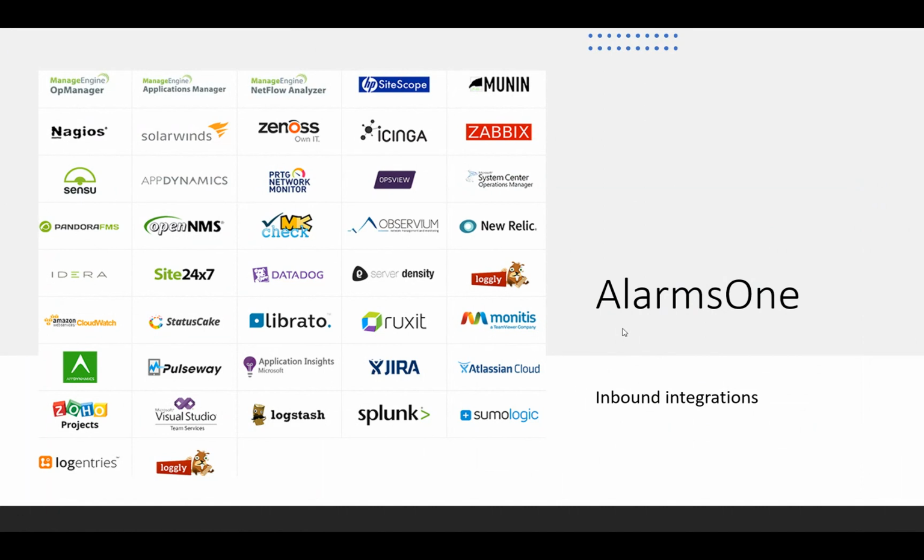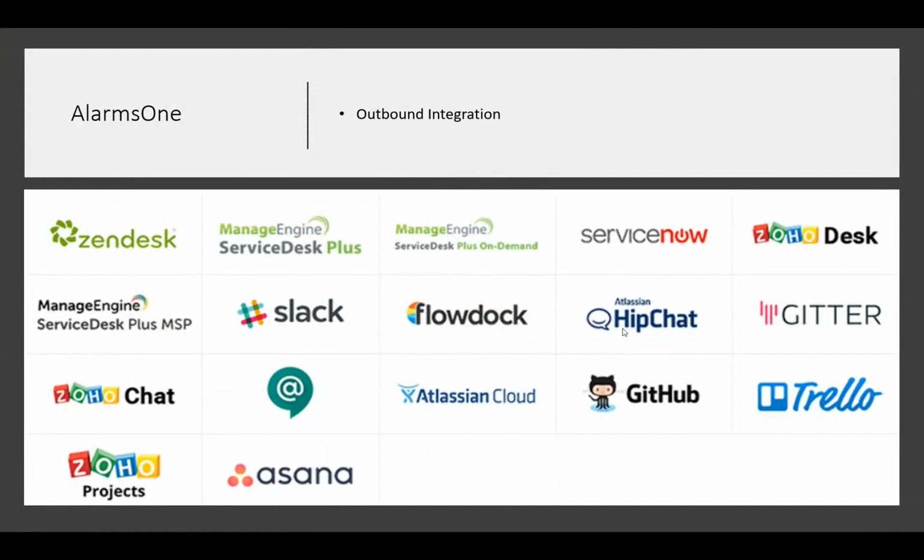So OpManager, if you're already using OpManager, NetFlow Analyzer, or Applications Manager from ManageEngine, you can send those alarms to AlarmsOne console. If you're using Nagios, SolarWinds, or OpenNMS, Site 24/7, or Pulseway, Zoho Projects, Splunk, all these inbound applications can send alarms to AlarmsOne console. And once the alarms are received, you can push them as tickets to Service Desk Plus or Service Desk Plus On Demand, which is Service Desk Plus On Cloud, Zendesk, Slack, Atlassian Cloud, Zoho Projects, Zoho Chat, and much more.